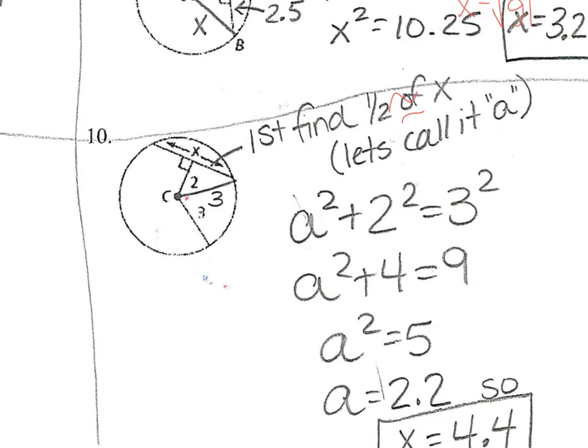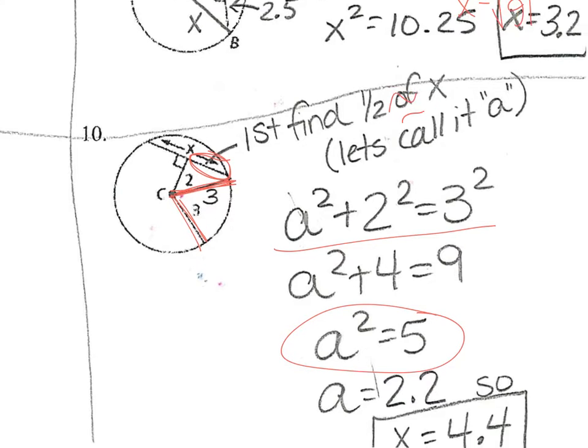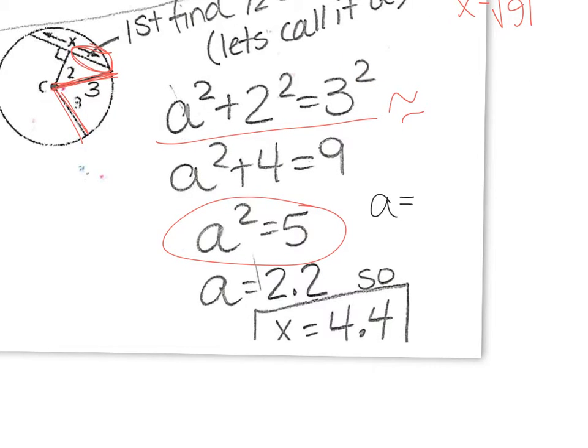And then this one we drew. She drew in a 3 as the radius. So first find this one. So it's going to be a squared plus 2 squared equals 3 squared. And then double it. So instead of doing this part right here, I would do a is equal to square root of 5. So a would be this part right here. So x is going to be 2 root 5. That's better than rounding this and then rounding. So I would write it like this. And put 2 root 5 in the calculator to round to the nearest tenth.